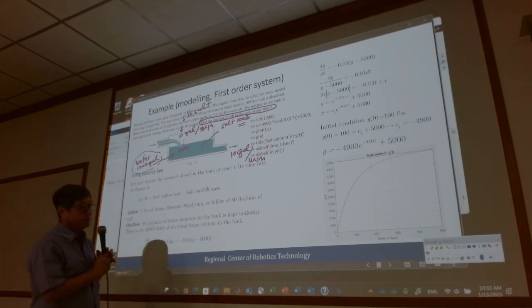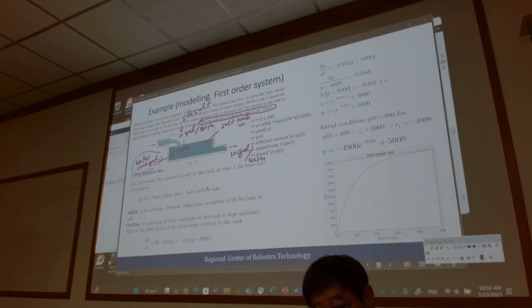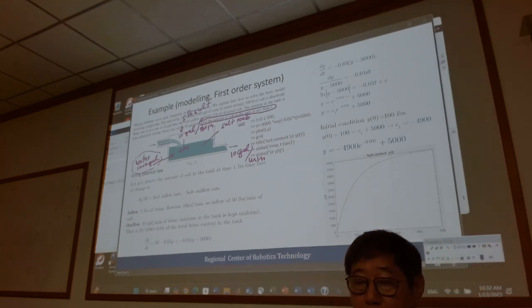Brine flows in at 10 gallon per minute. Okay, 10 gallon per minute. In this brine, for every 10 gallon per minute we have 5 pound of salt. For each of these 10 gallon we have 5 pound of salt. Okay, this is the brine flowing out. The output of the brine is 10 gallon per minute. Okay.